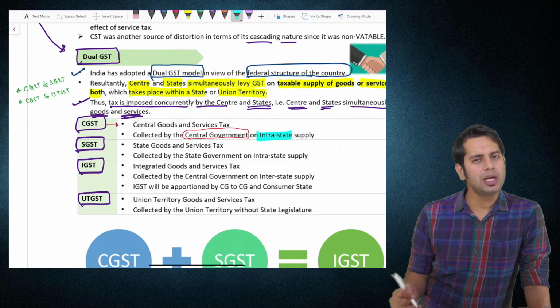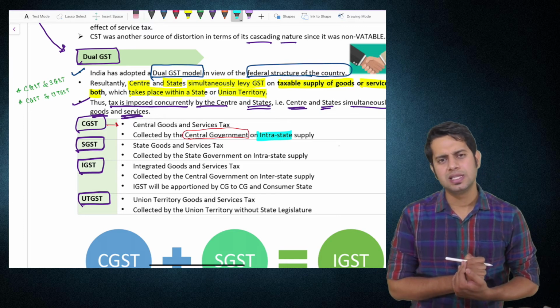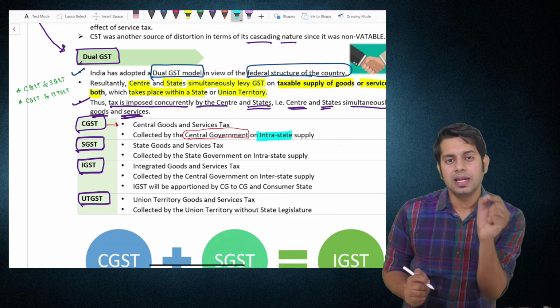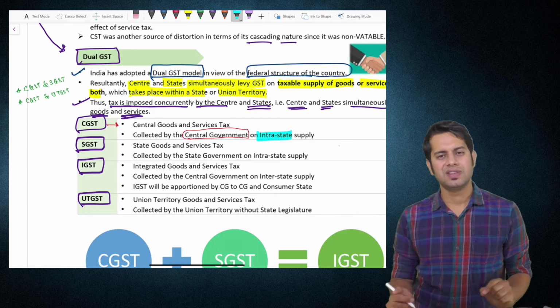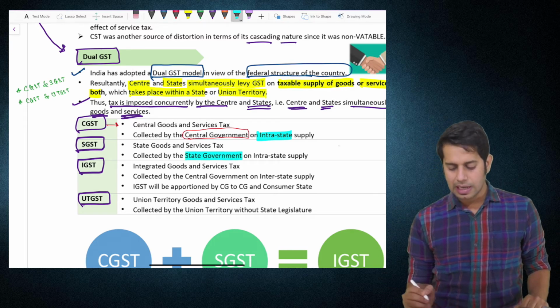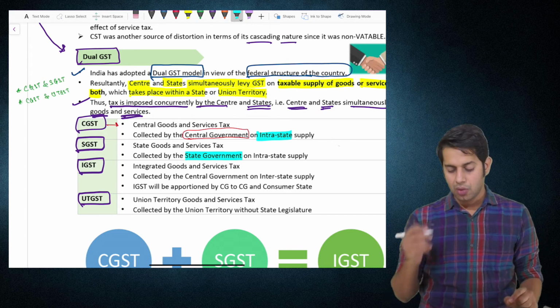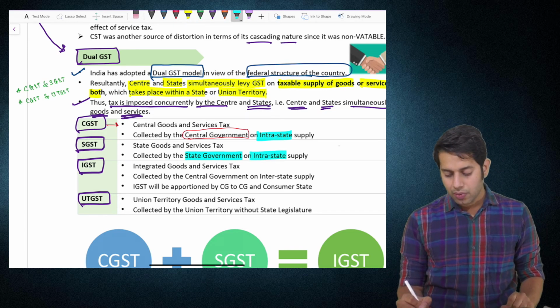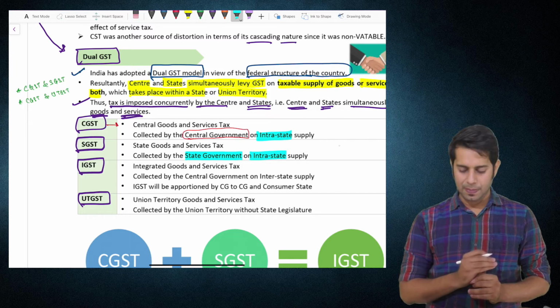Then there is something called SGST. What do you mean by SGST, sir? State Goods and Services Tax. Who is collecting the State Goods and Services Tax? The state government is collecting. When will they collect? They will collect when there is an intra-state supply.